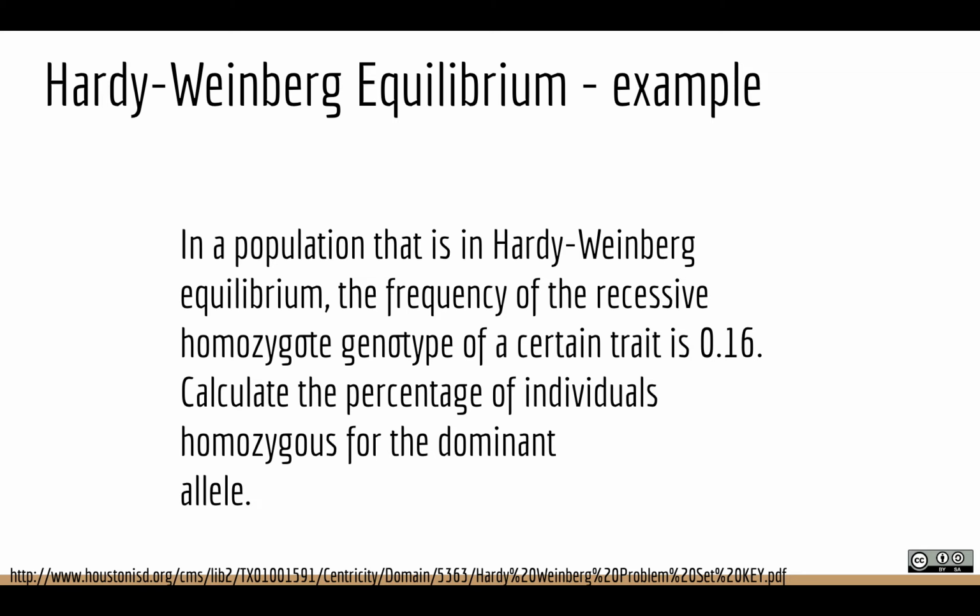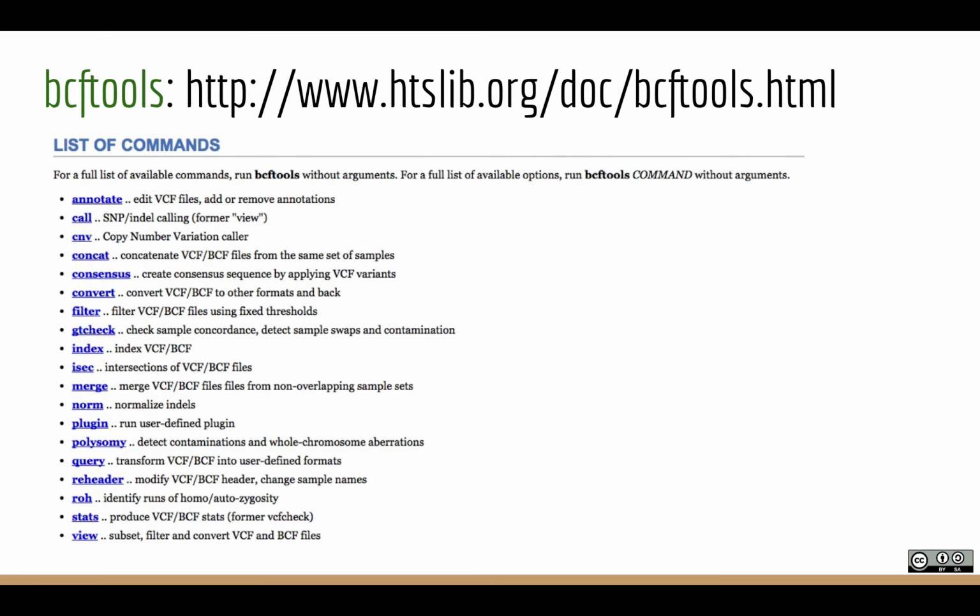All right, so let's take another example. Let's say a population is in Hardy-Weinberg equilibrium, and the frequency of a recessive homozygote genotype for a certain trait is 0.16. So that's the genotype frequency. What's the percentage of individuals that are homozygote for the dominant allele? 0.36, yep.